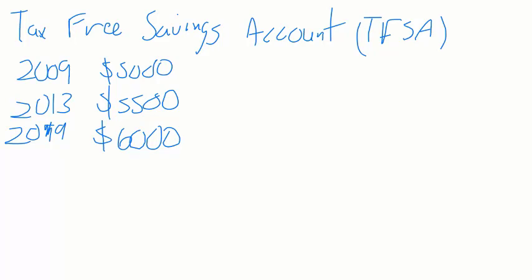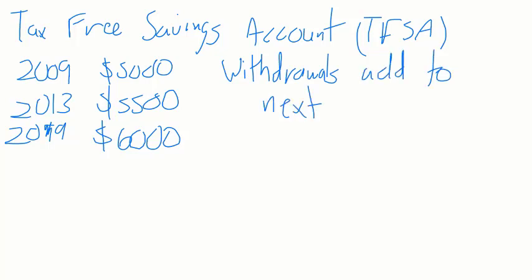When you withdraw money from a TFSA, unlike an RRSP, you actually create new limits. So withdrawals add to next year's limit. So I cannot immediately recontribute the money. If my limit is 0 and I take out 5 grand, I cannot put it right back in. I have to wait till next year to put in that $5,000.